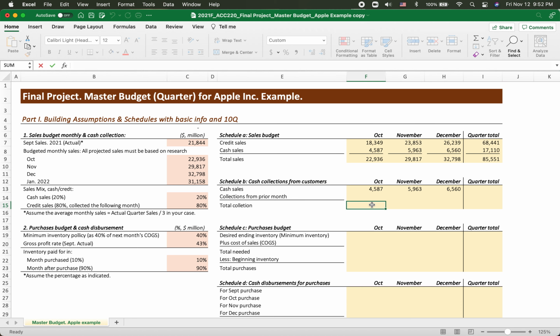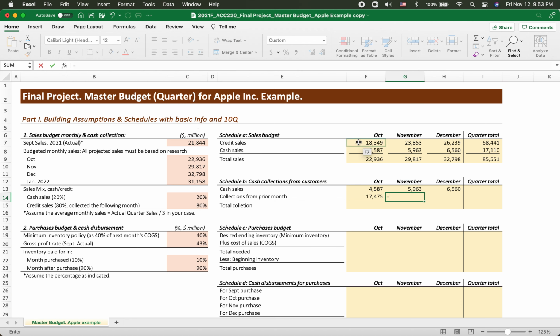The cash sales amount. Then collections from prior month. How to get it? Yes, we have this September sales, the last month, right? Last month times how much percentage, right? Here you go, the 80% credit sales, right? The credit sales of the September. Now we collect the cash on October, right? How about November collection from credit sales, prior month, right?